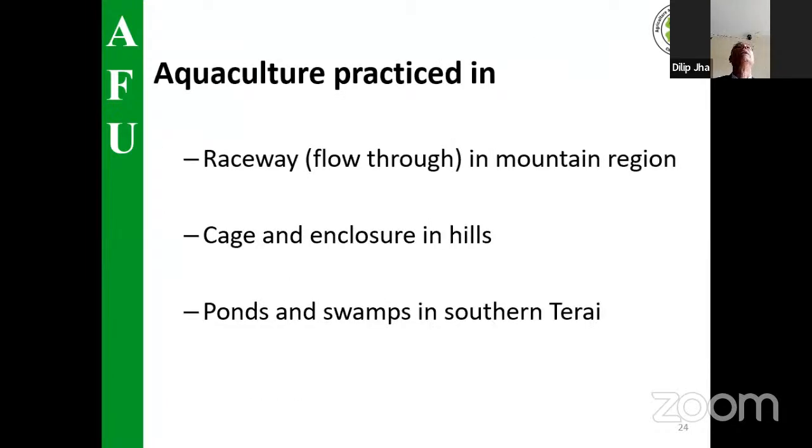So then aquaculture practice. Aquaculture practice in Nepal is a flow-through system in the mountainous region, then cage and enclosure in the hills, then ponds and swamps in the southern Tarai.